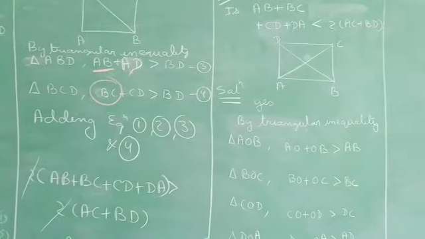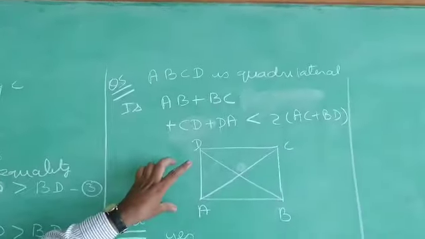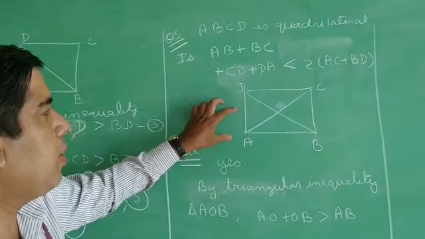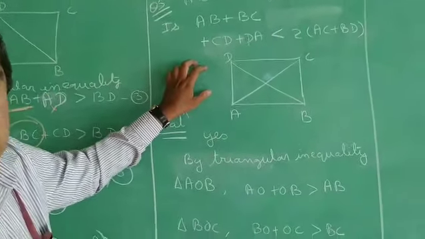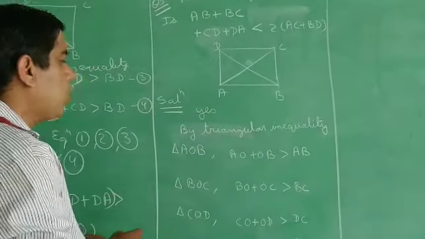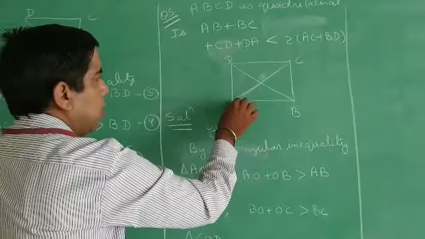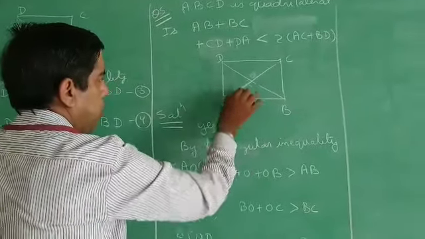Now the next one, you can see it is the same type of quadrilateral, but here the result is different. Right here the result is different now. So I am going to prove this now in triangle AOB. Now I am going to take the small triangle AOB.